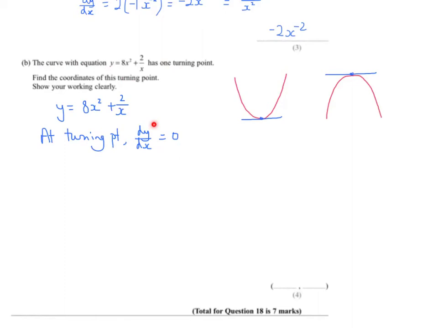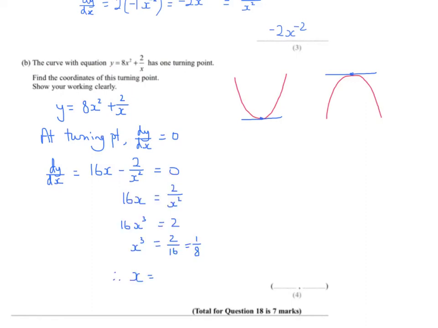It's the same as saying the gradient of the tangent to the curve at that point equals 0. You don't need to draw the diagrams, those are just for in your own head so that you're clear what's going on at the turning points. So we can use our results from part A. We knew that the differential of 8x squared is 16x, and the differential of 2 over x is minus 2 over x squared. So dy dx is 16x minus 2 over x squared, and we're saying dy dx equals 0, so that equals 0.